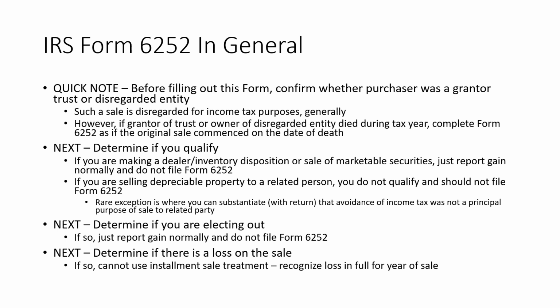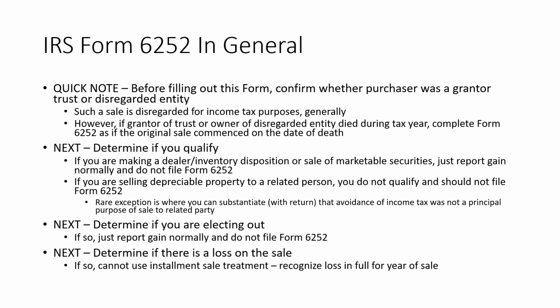Next, if you're selling depreciable property to a related person, you generally wouldn't qualify and shouldn't file Form 6252. The rare exception might be, for one, if you have property that's part depreciation recapture, then the other part may be 1231 gain or other gain on the sale. In that case, you could carry it over into Form 6252. Another situation would be sometimes if you can substantiate that the avoidance of income tax was not a principal purpose of the sale to the related party, you wouldn't fall within this exception either, and you would be able to use the installment sale gain reporting.